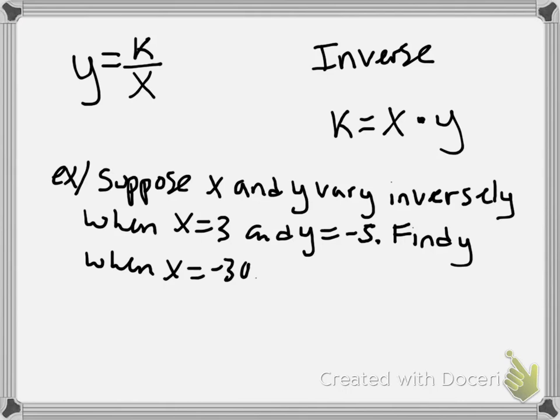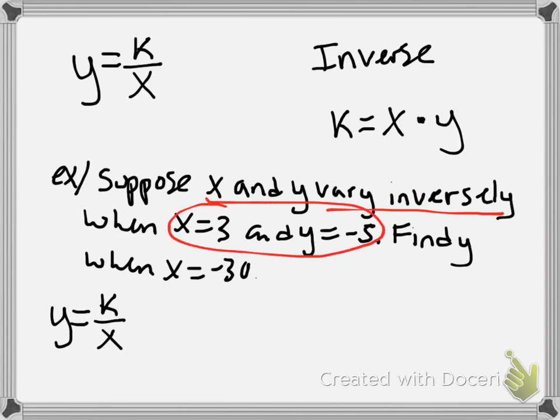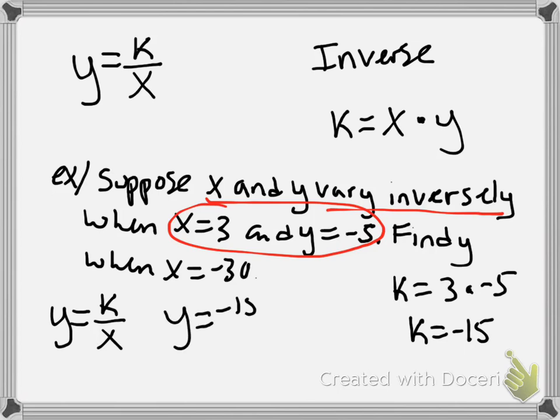So again, as soon as I see the word varies inversely, I automatically know that I'm dealing with a y equals k over x. Again, I have to find that k value first. So just like before, we're going to find an x and a y that go together, which happen to be right here. And to find that k value, all I have to do is just multiply the x and the y. So in this one, 3 times -5, which gives me -15. So this one has the function y equals -15 over x. There's my inverse variation equation.